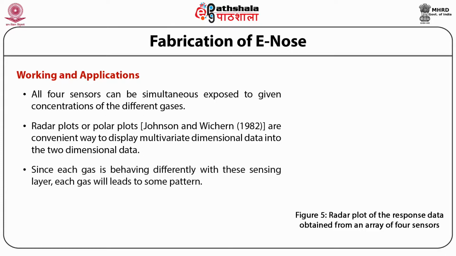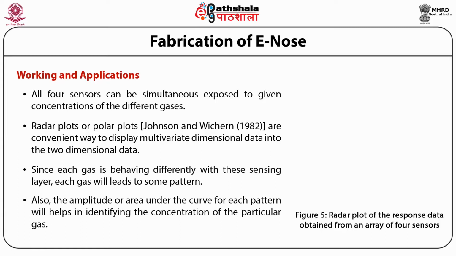Since each gas behaves differently with these sensing layers, each gas will lead to some pattern. The pattern can be identified in order to identify the gas. Also, the amplitude or area under the curve for each pattern will help in identifying the concentration of the particular gas. So this figure shows the radar plot of the response data obtained from an array of 4 sensors.